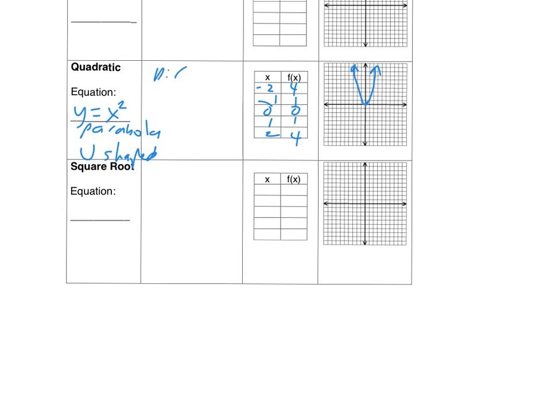And so for the domain on that, it's going to be -infinity to infinity. Again, you can see it goes left and right forever. And then the range on that is actually not -infinity to infinity, because you can see it starts at 0 and then goes up from there.